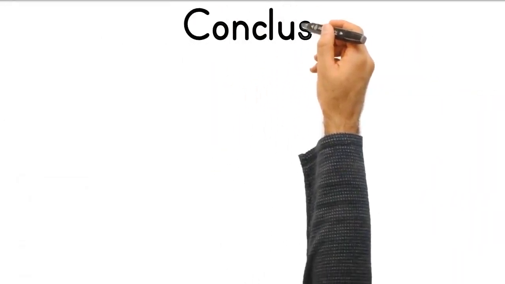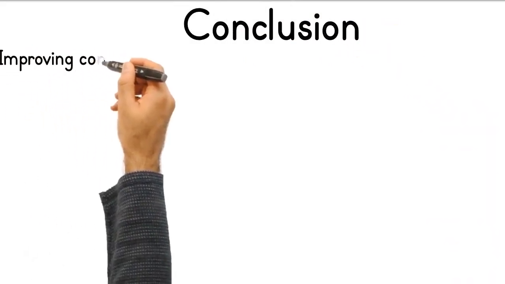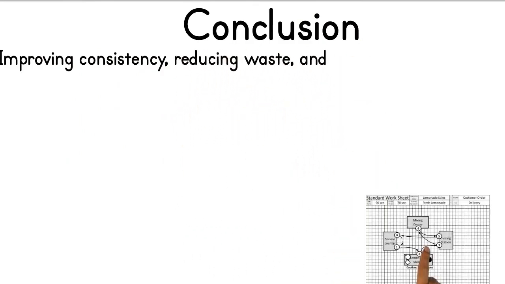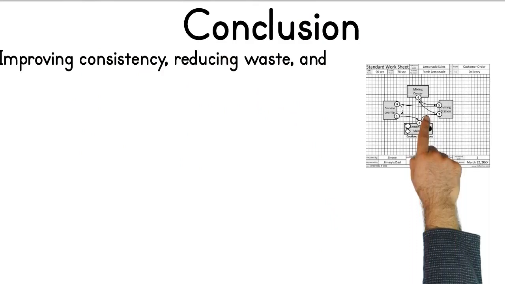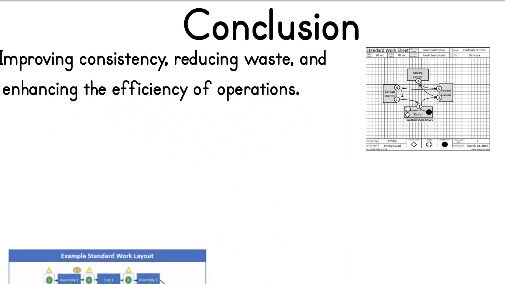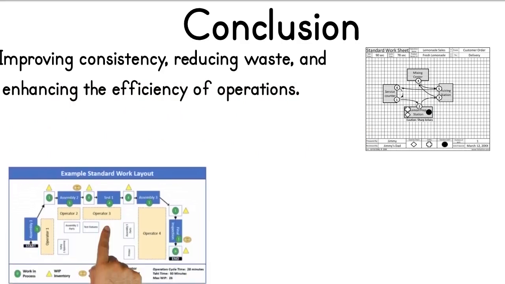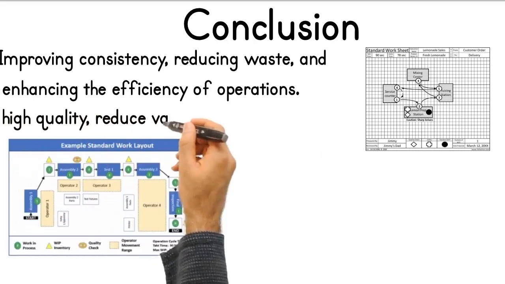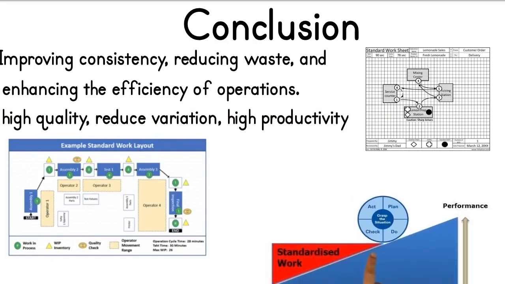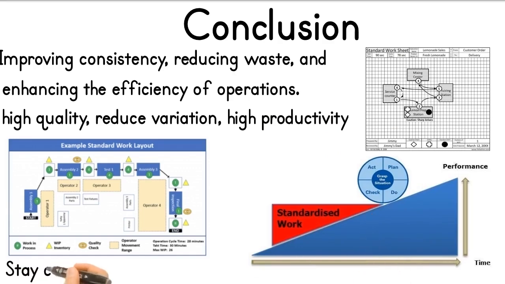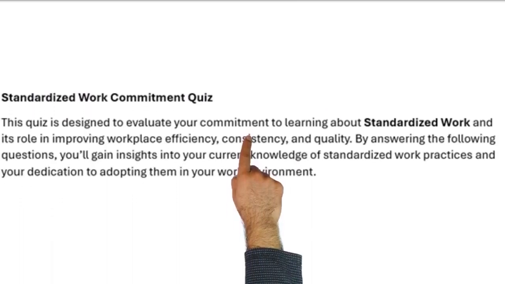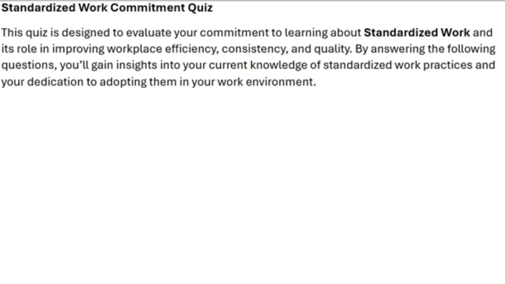In conclusion, standardized work is essential for improving consistency, reducing waste, and enhancing the efficiency of operations. By defining and documenting the best way to perform tasks, standardized work helps organizations achieve higher quality, reduced variation, and greater productivity. It serves as the foundation for continuous improvement and is an integral part of lean manufacturing and operational excellence. When implemented effectively, standardized work can improve employee training, streamline processes, and help organizations stay competitive in their respective industries.